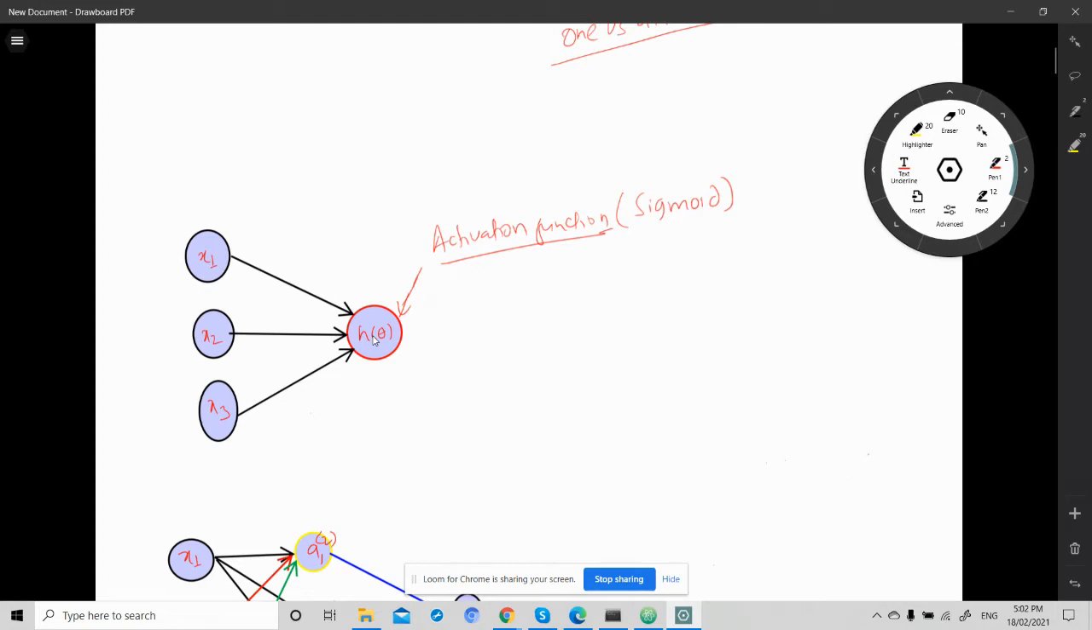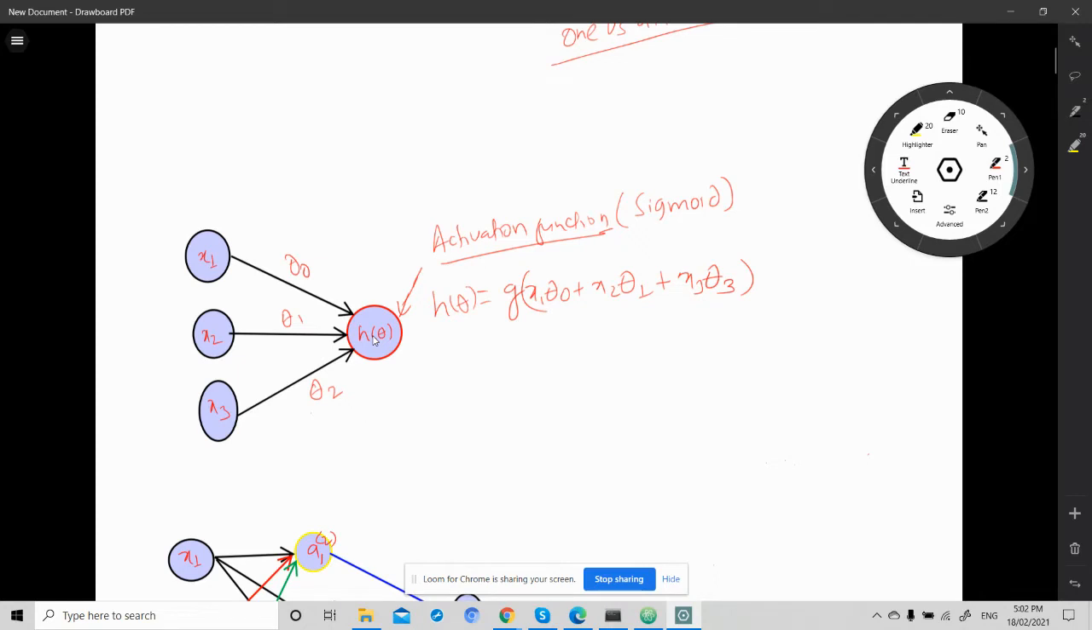This is our output, this is our input, and we predict our hypothesis. So what would be our hypothesis? Let's say this is our theta 0, theta 1, and theta 2. What would be our equation? It would be x1 theta naught plus x2 theta 1 plus x3 theta 3. And if we take the g of this value, we get h of theta.